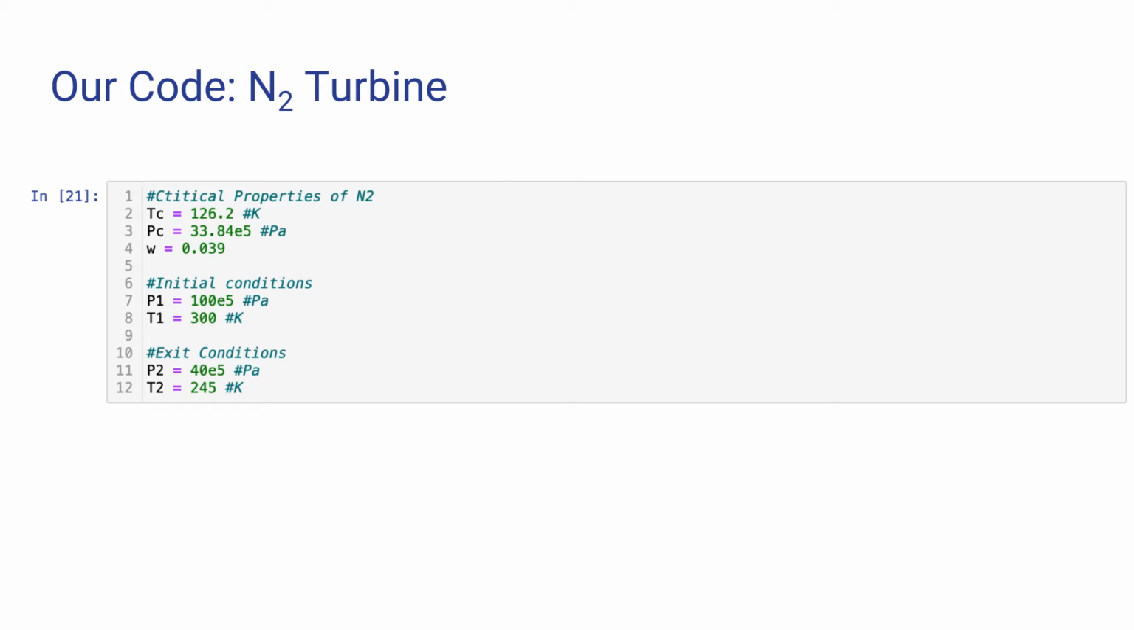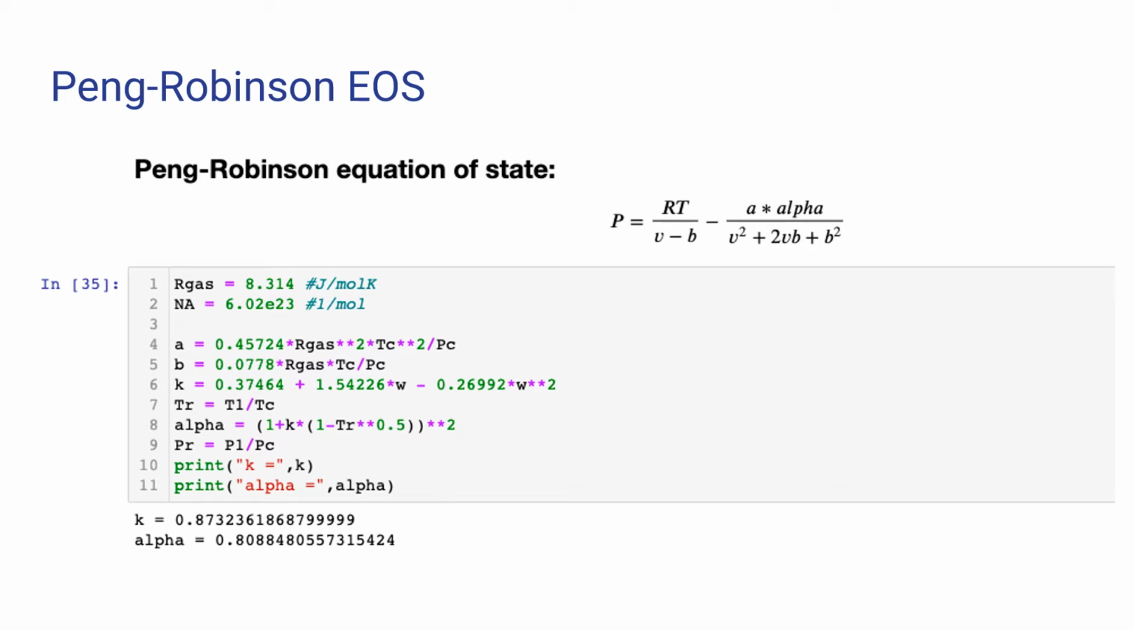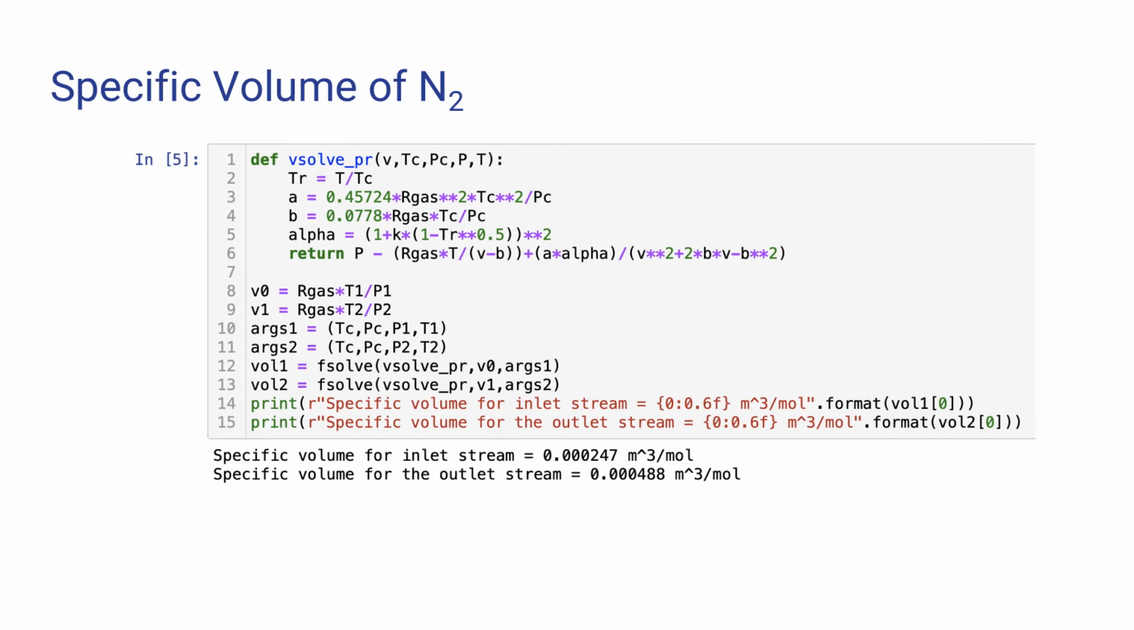Our code starts off by taking in the critical properties of nitrogen, as well as the inlet and outlet conditions of the nitrogen passing through the turbine. The code requires an equation of state in order to function. We started off using van der Waals, then Redlich-Kwong, and then finally the Peng-Robinson equation of state, as shown on the slide. With each new equation of state, the data generated became more accurate as more variables were introduced. The specific volume of the nitrogen was calculated for both the inlet and the outlet streams using the Peng-Robinson equation of state and fsolve in Python.